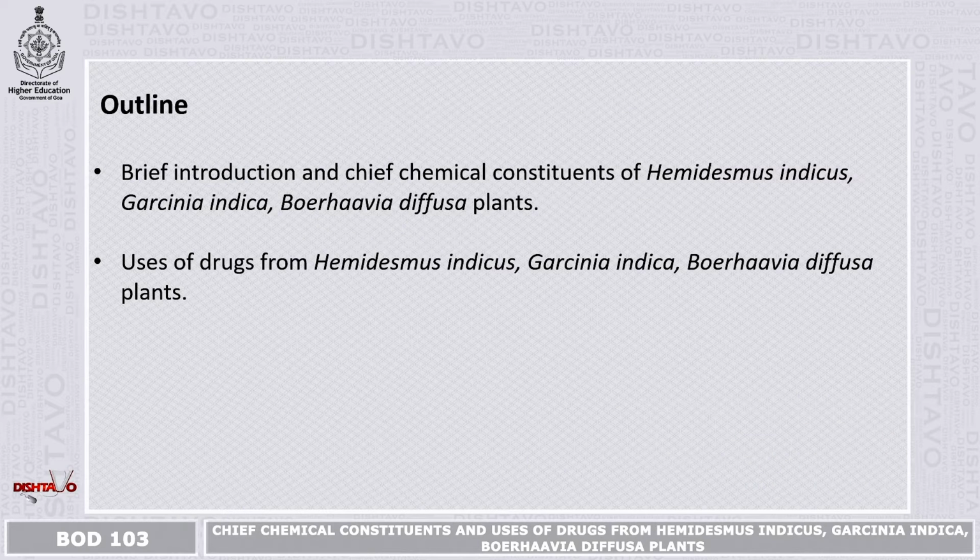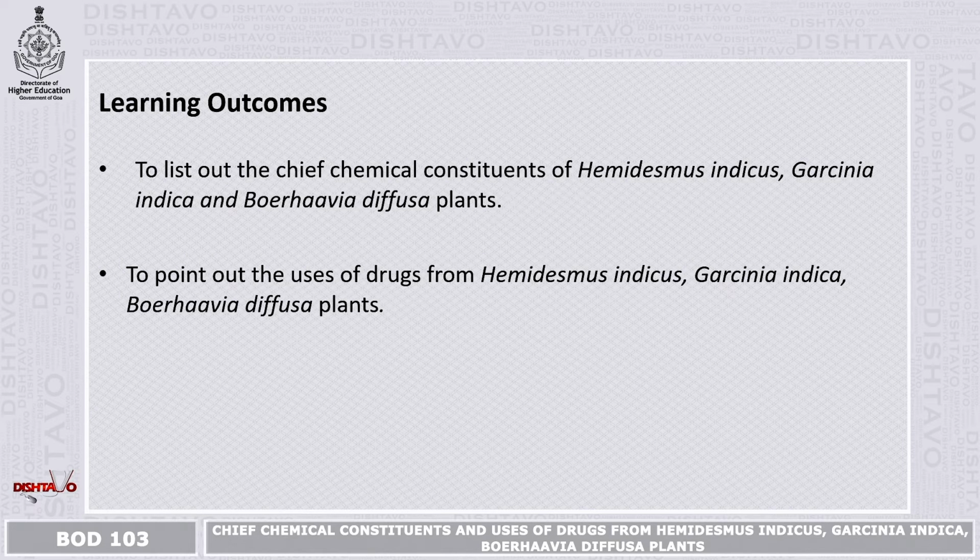The outline of the module is a brief introduction and chief chemical constituents of Hemidesmus indicus, Garcinia indica, and Boerhavia diffusa plants. It also showcases the uses of drugs from Hemidesmus indicus, Garcinia indica, and Boerhavia diffusa plants.